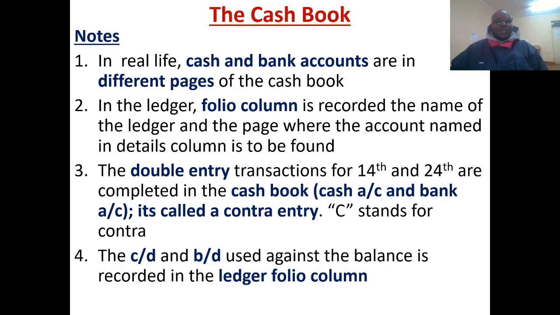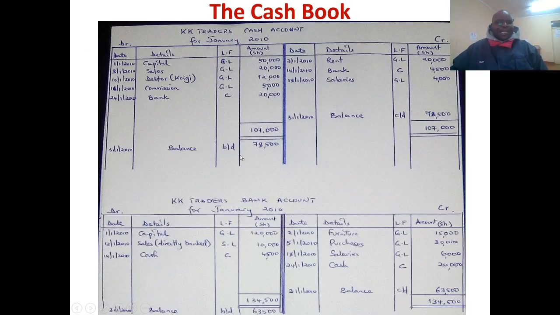Some notes to make. In real life, cash and bank accounts are in different pages of the cash book. In the ledger folio column is recorded the name of the ledger and the page where the account named in details column is to be found. Here we have general ledger, contra, sales ledger, etc.